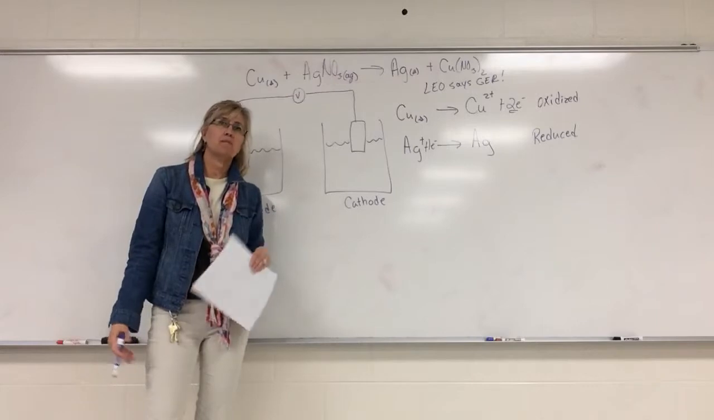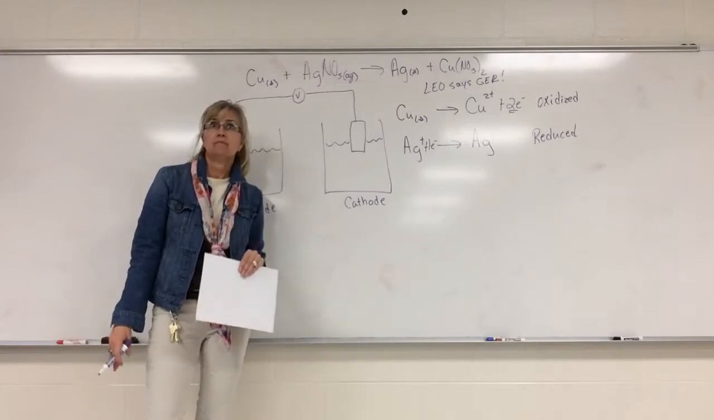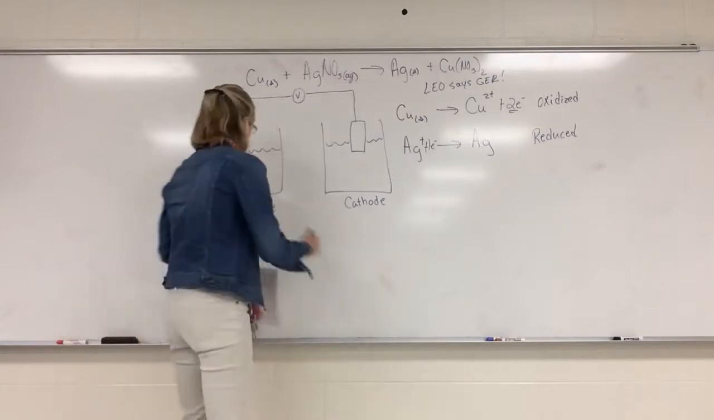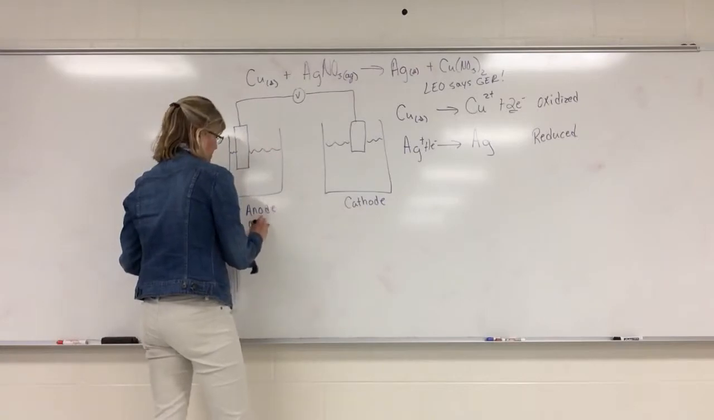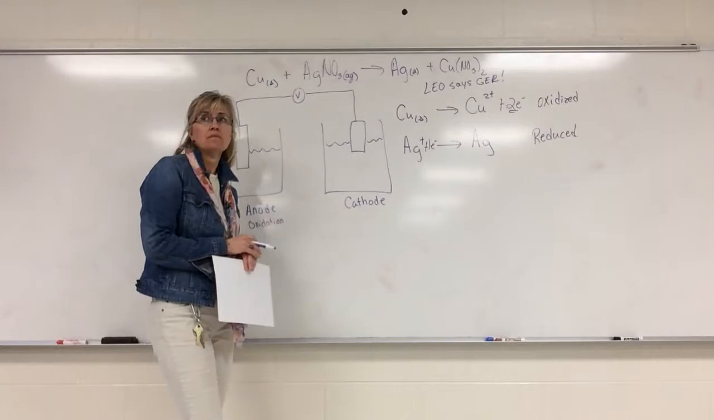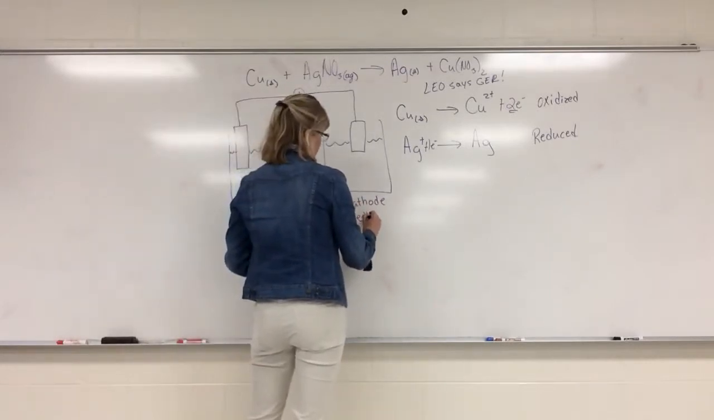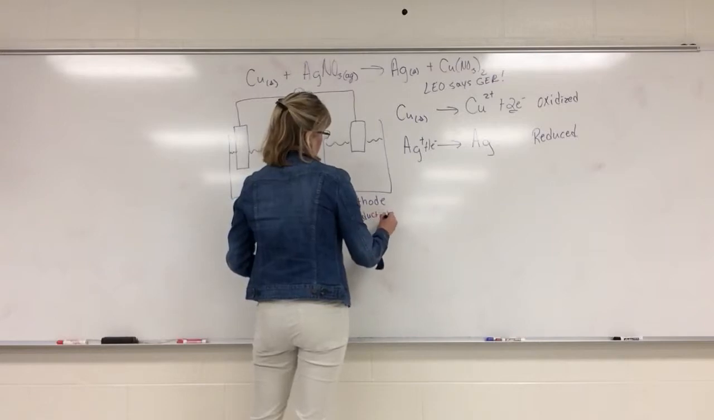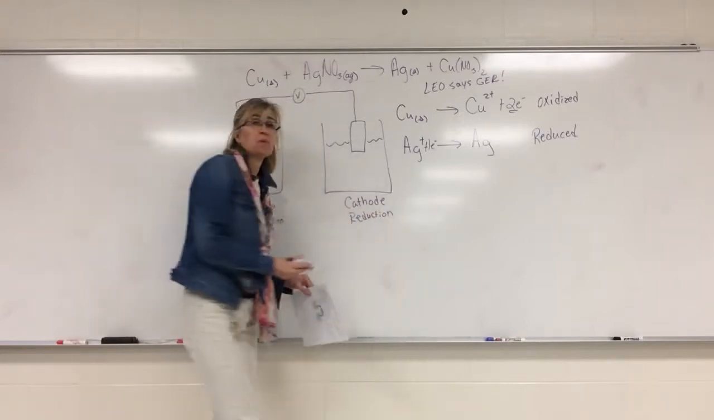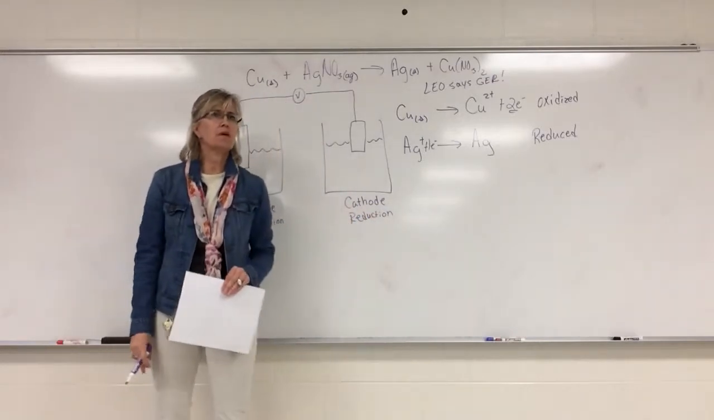How do you remember that? They both start with a vowel. So oxidation is what occurs in the anode. Reduction is what occurs in the cathode. They both start with a consonant. It's an easy way to remember that.